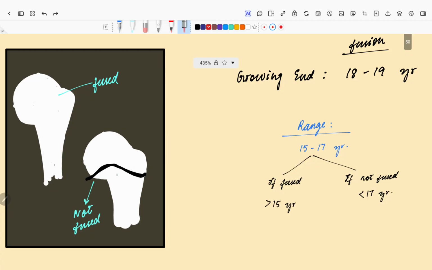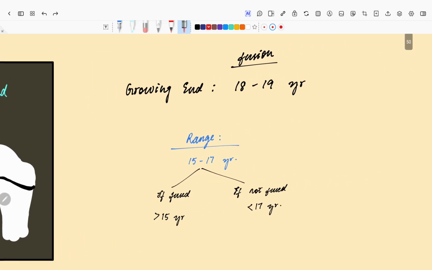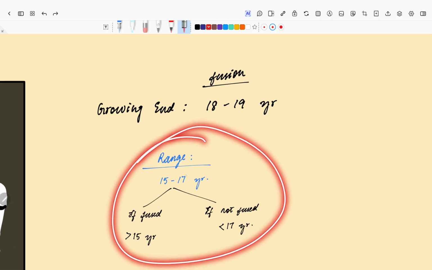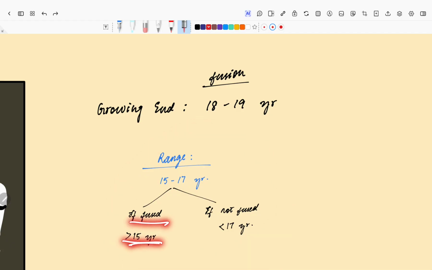And we saw how to identify fused and not fused in an X-ray, and how to interpret the range, how we take the range if the person is greater or lesser than so and so age.